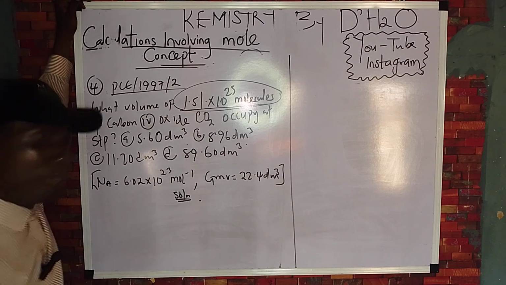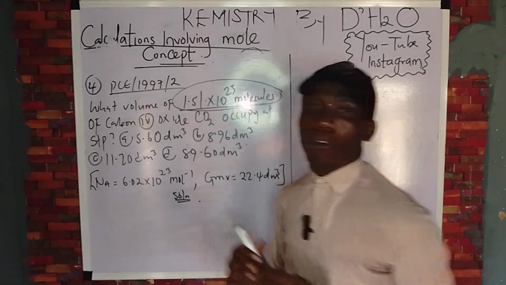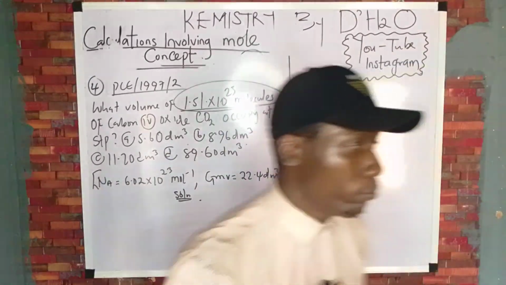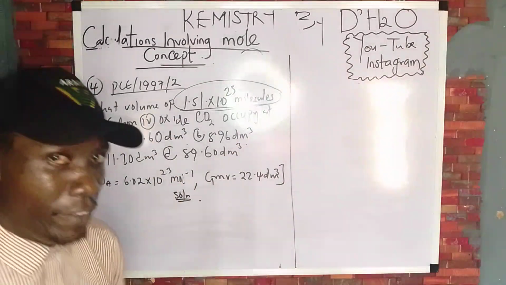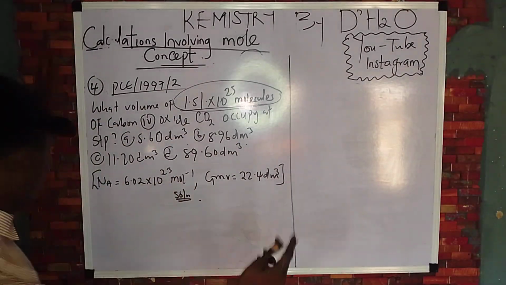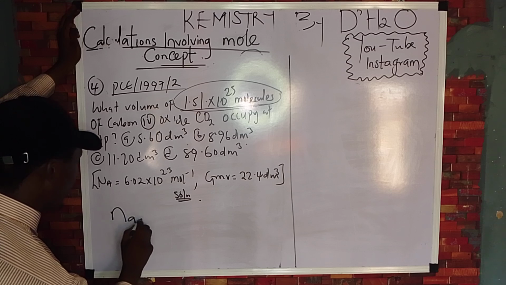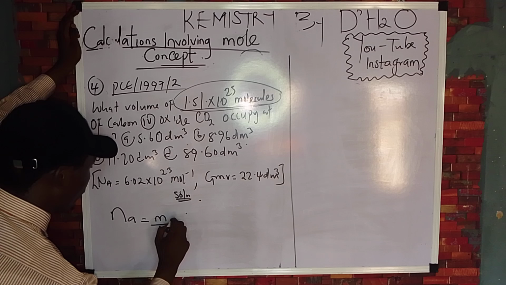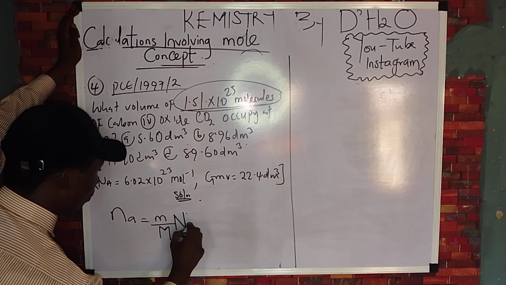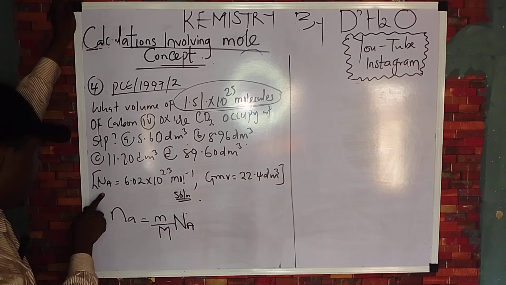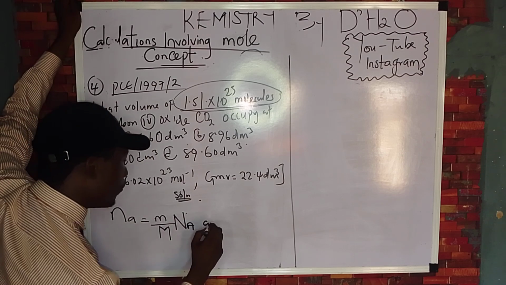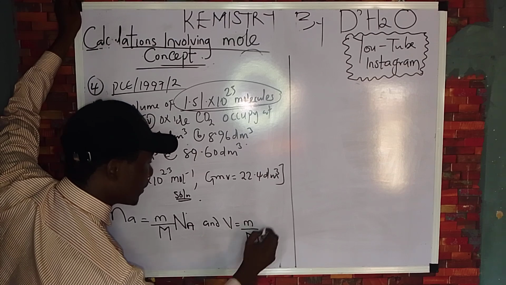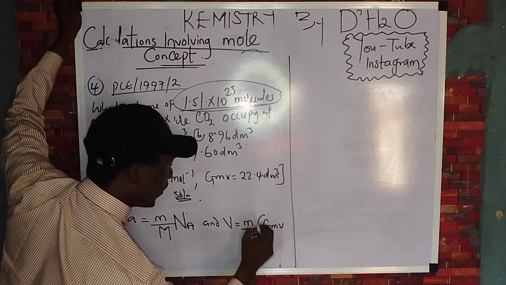Now, this is a problem involving number of molecules and volume. Let's bring the two formulas first so we know what to do. Remember, number of molecules is mass over molar mass times your Avogadro's constant, like it is given here. And your volume is mass over molar mass times your gas molar volume.